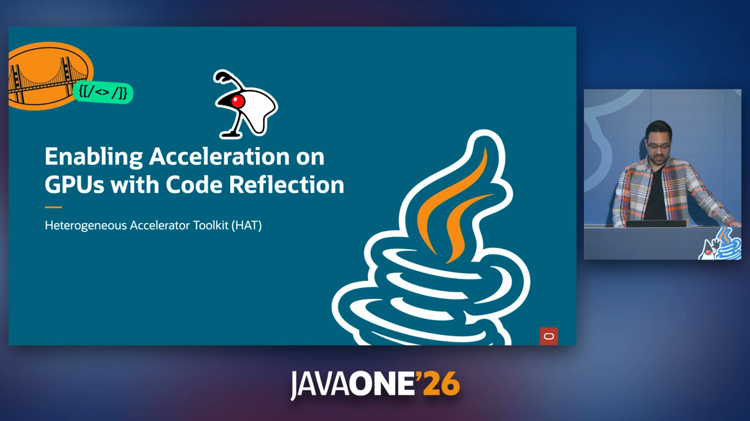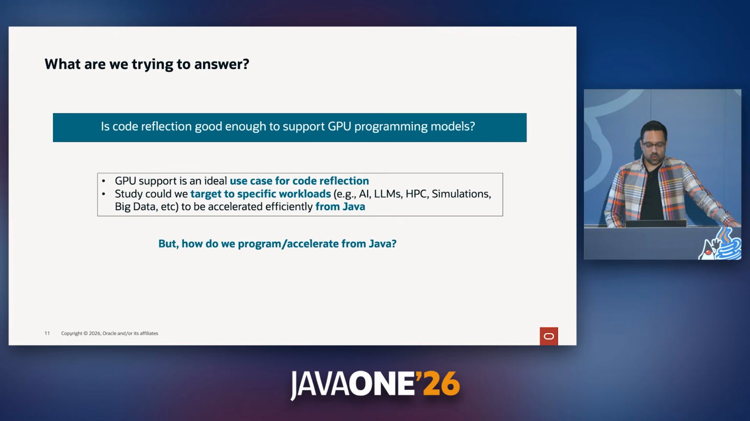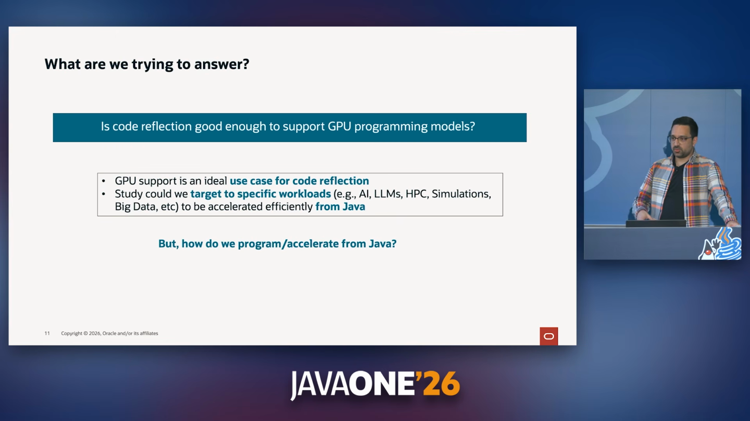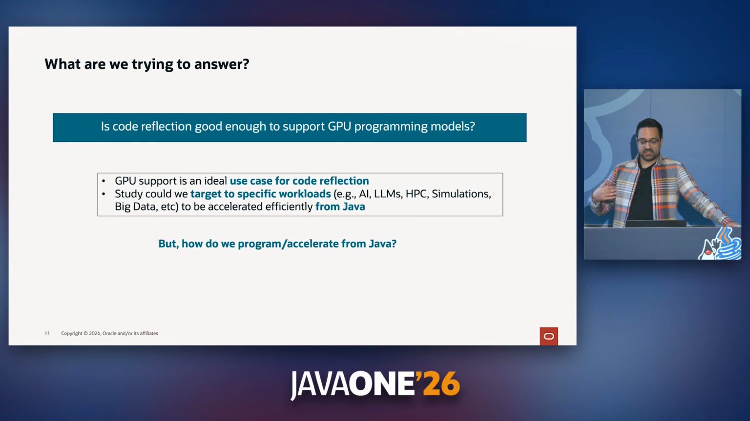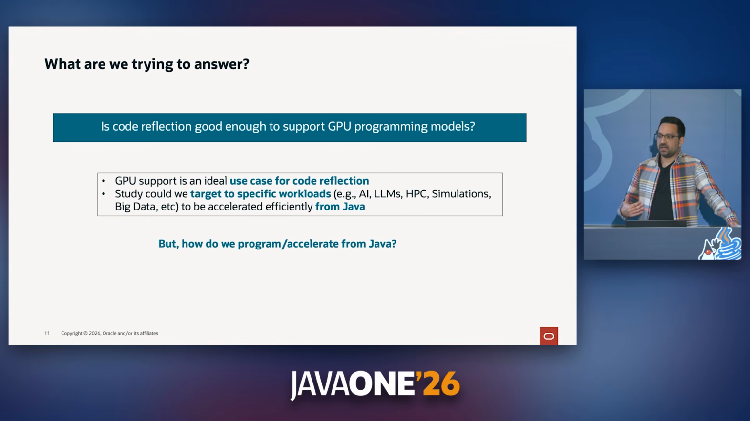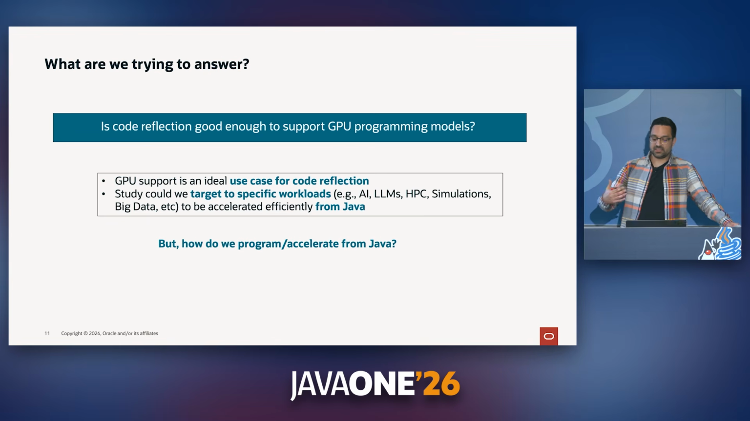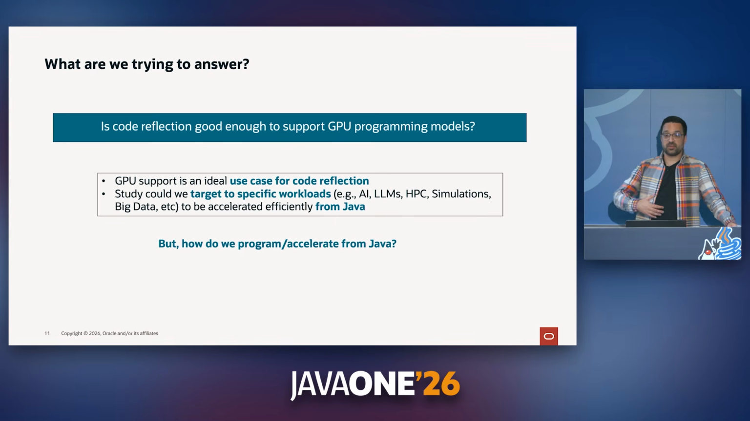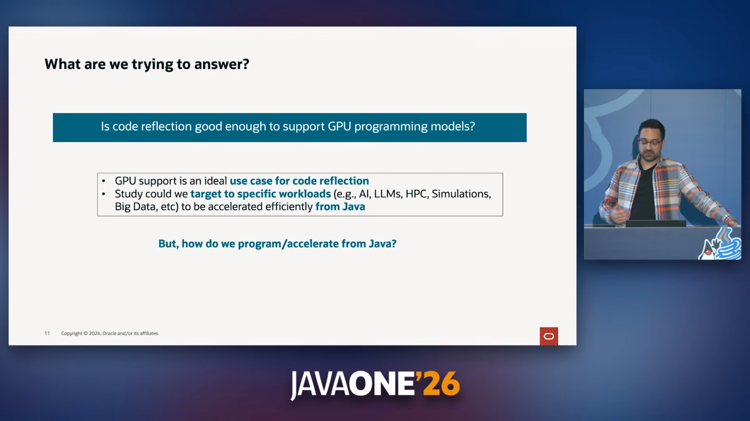Yeah. So let's jump to the GPU side of things. Let's jump to the fun part. So why do we want to support GPUs in the first place? Well, the GPU case is an ideal case for code reflection. We want to try how good code reflection is to support heterogeneous programming models, right?